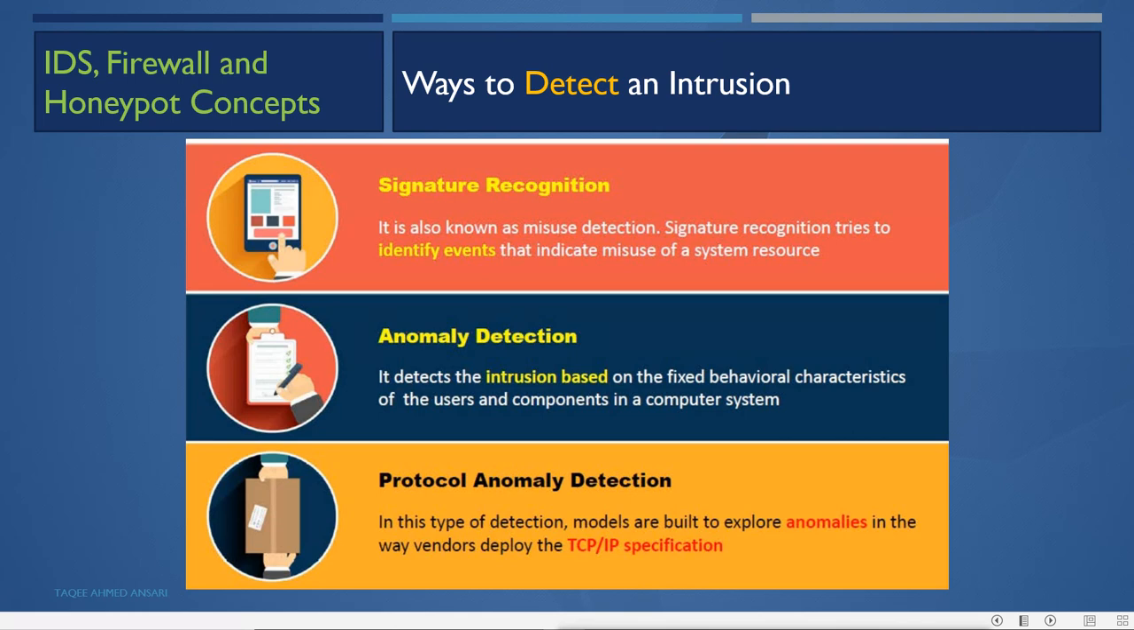With protocol anomaly detection, if a protocol is encapsulated under a different protocol, that means it does something else. It says that this is the protocol, but it does something of another protocol. So it can be detected by the IDS by using protocol anomaly detection.